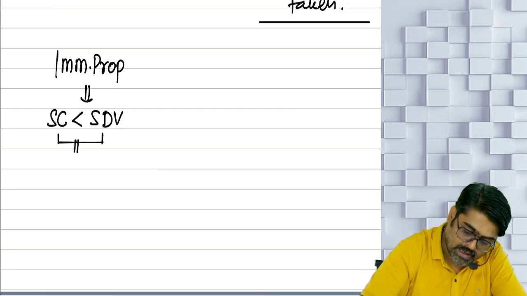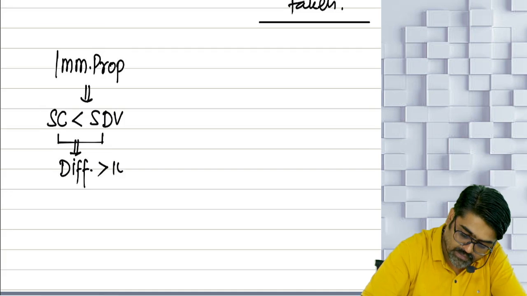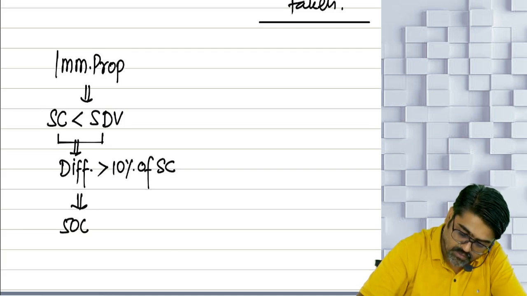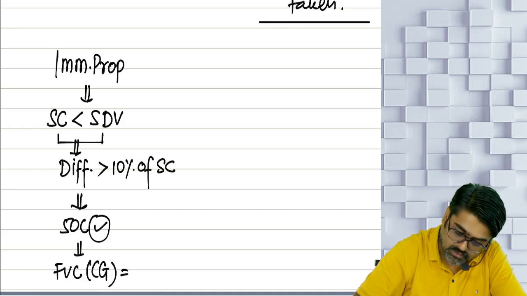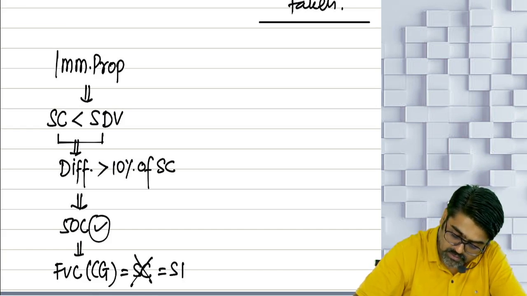And the difference between both of them is more than 10% of what? Sale consideration. That time which section gets applied? 50C will apply. Yes or no? And that time the full value of consideration which you charge under the head capital gains is what? Sale consideration? No, it is the amount of stamp duty value. Yes or no?